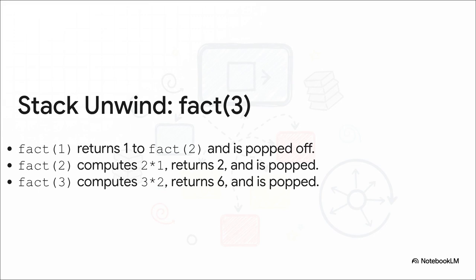Factorial 1 is done, so it gets popped off the stack, handing its answer, the number 1, back down to factorial 2. Now factorial 2 can finally finish its math, and it gets popped off, handing its answer down to factorial 3. This waterfall continues all the way down until the stack is empty and our original function has the final answer.